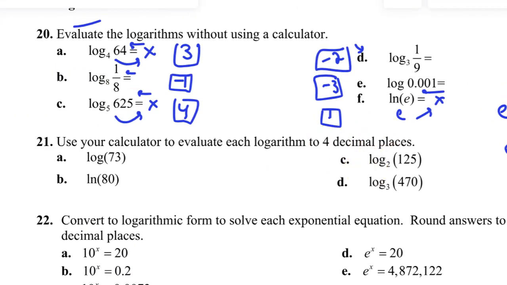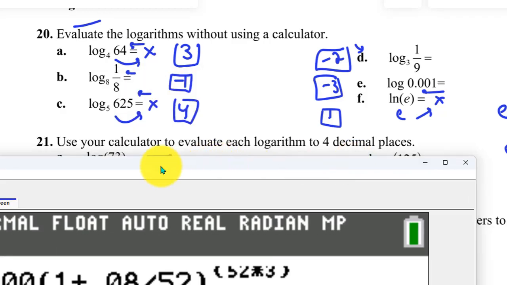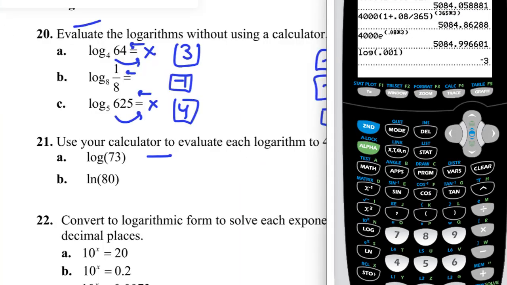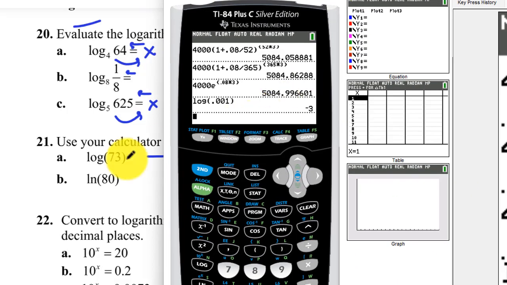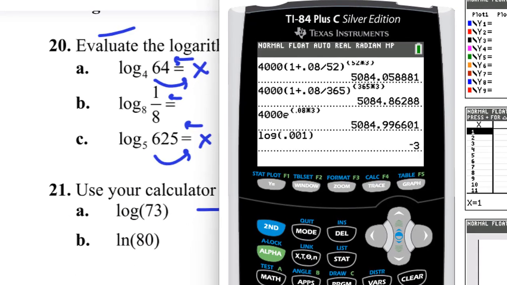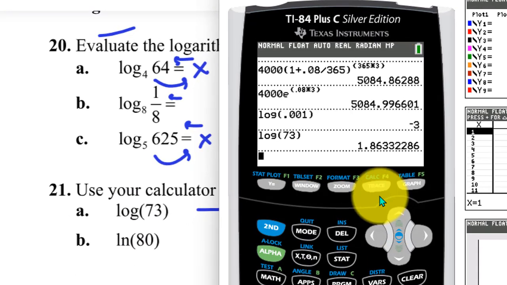Number 21, the first two are pretty easy, right? It says use your calculator. So for 21, for example, and you can imagine I'm not going to ask many of these on my test, because there's just not much to do here. Log 73, I would just press log, press 73, press enter. That's your answer. And then just round this to 4 decimal places, right?